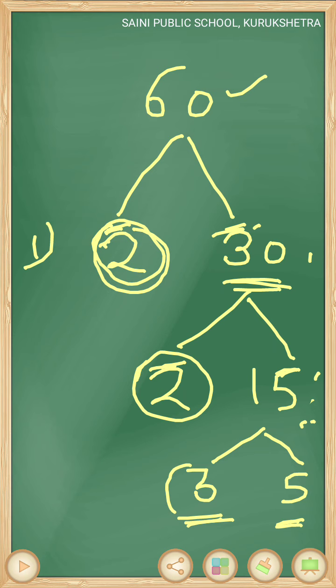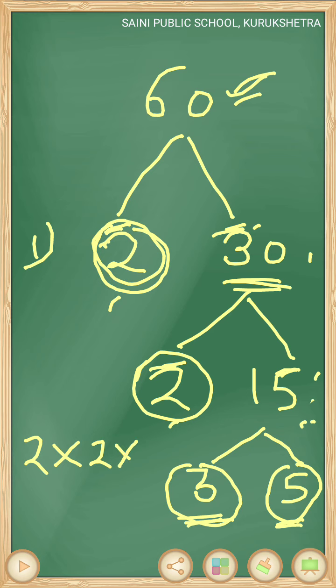Now 3 is a prime number, so we will circle it, and 5 is also a prime number. So we will circle all prime numbers. Now we will write the factors of 60. We have to write factors by prime factorization. So we will write all the prime numbers which we have circled. Here we have circled 2, 2, 3, 5. These all are factors of 60 and all are prime numbers. So this is called the prime factorization of a number because all numbers are prime.